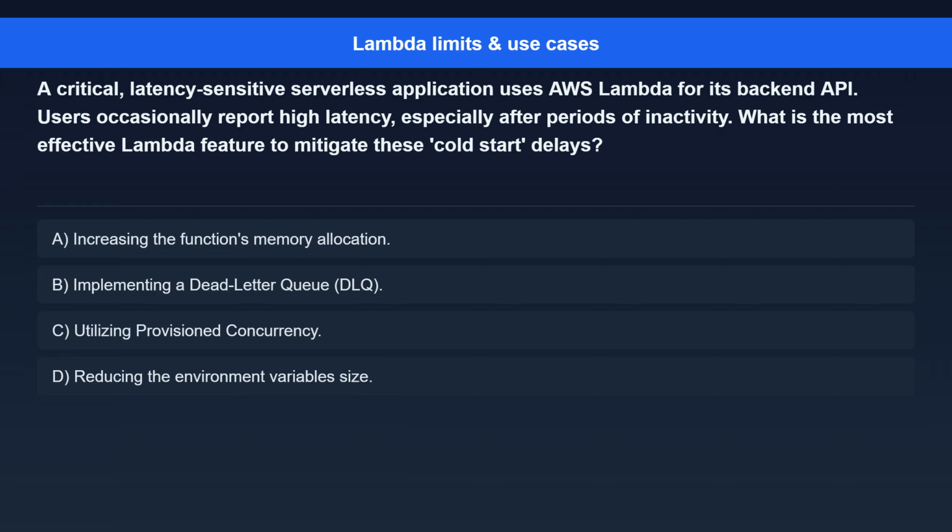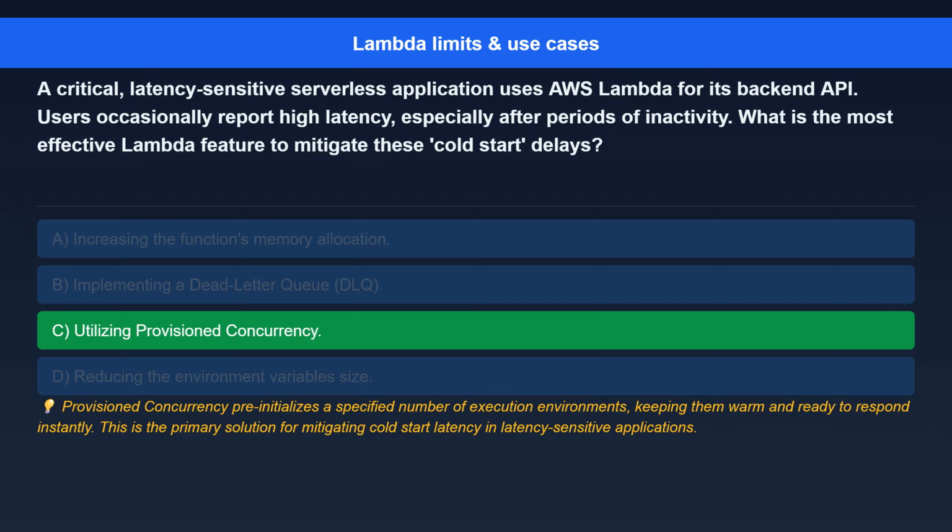Option A. Increasing the function's memory allocation. Option B. Implementing a dead letter queue, DLQ. Option C. Utilizing provisioned concurrency. Option D. Reducing the environment variable's size.